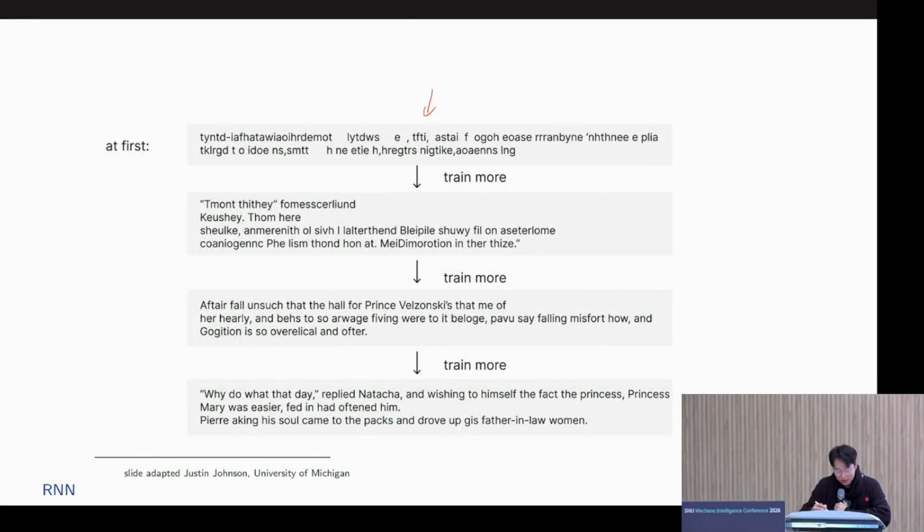In the beginning, it outputs some random characters, but after you apply a substantial amount of gradient descent, it starts to output something that makes sense.